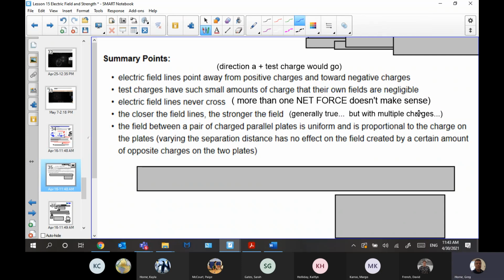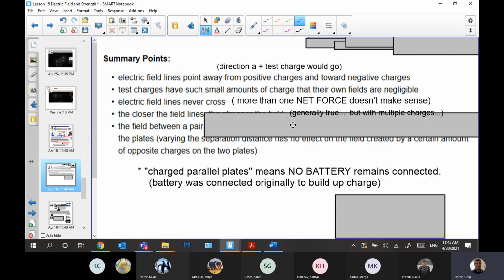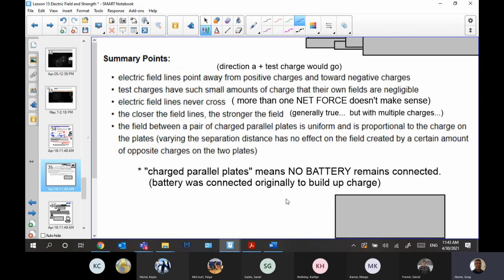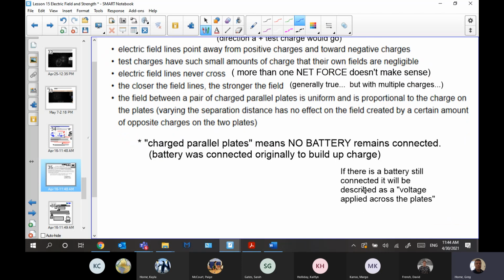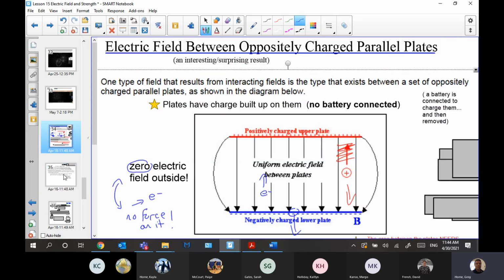And there we go. The field between a pair of charged parallel plates is uniform and proportional to the charge on the plates, and varying the distance has no effect. Okay, we just saw that. Again, charged plates, just to be more clear here too, means no battery remains connected. A battery might have been connected originally to build up a charge, but then it's removed. If there's a battery still connected, that's the one we're going to see later on. We're going to describe it as there's a voltage applied across the plates, and that's a different scenario, but we're not dealing with it yet.